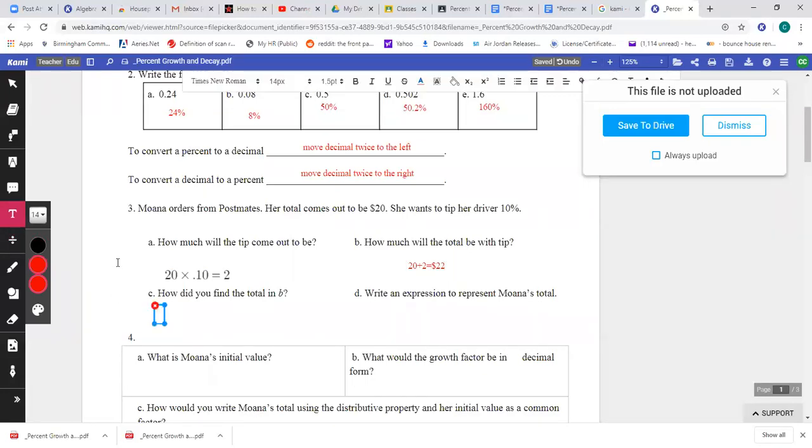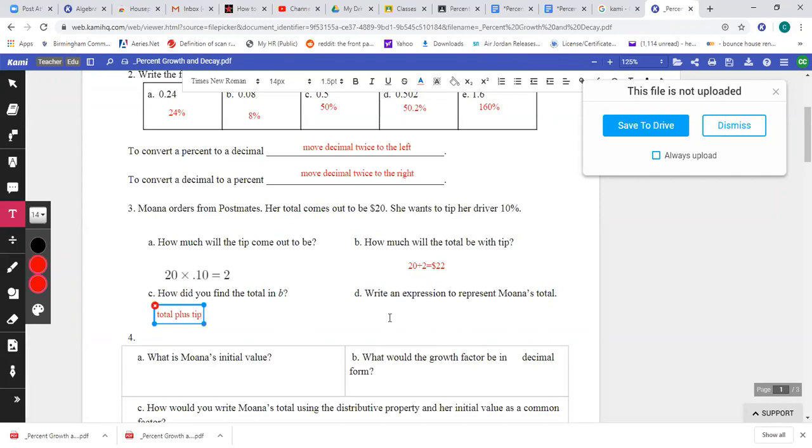How do you find the total in B? Well, that's pretty straightforward. We take the total and we add the tip. The total plus the tip. Okay.